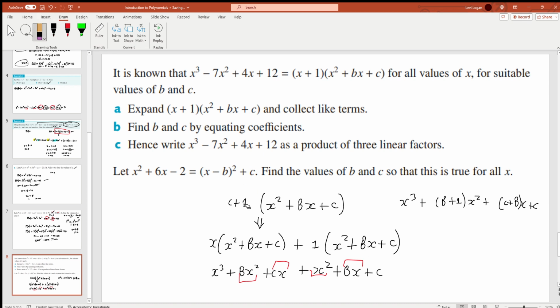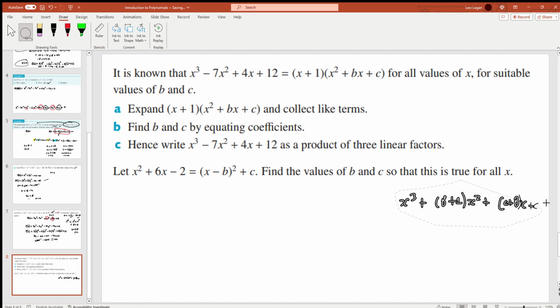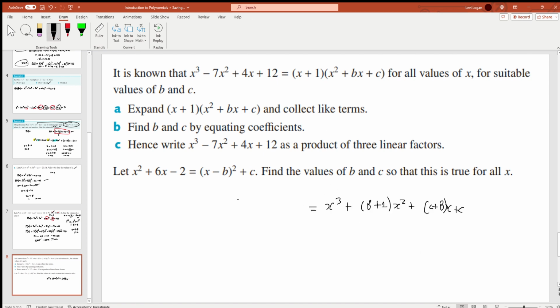So if I rub this stuff out now, I can equate my two equations and then equate the coefficients. So we've got this is equivalent to this: x cubed minus 7x squared plus 4x plus 12. So this needs to be the same as that.